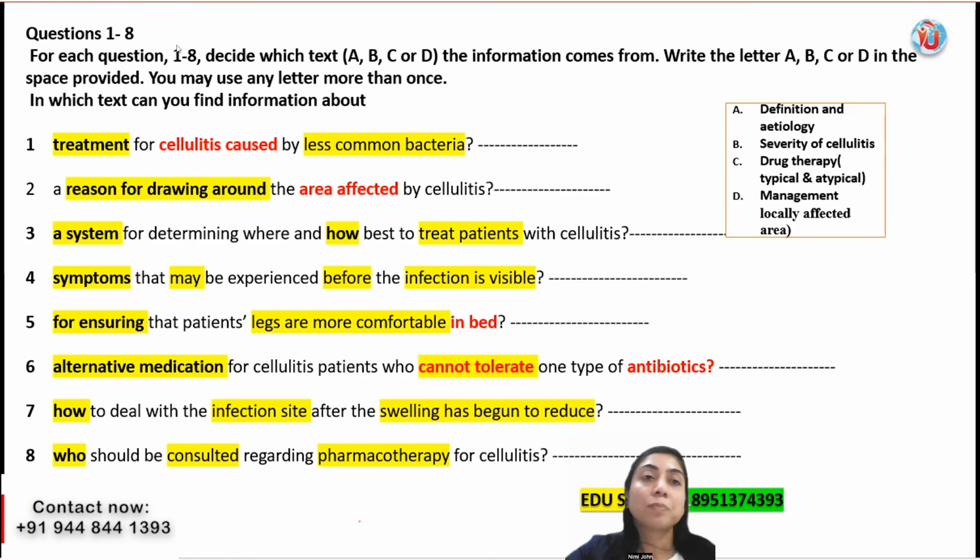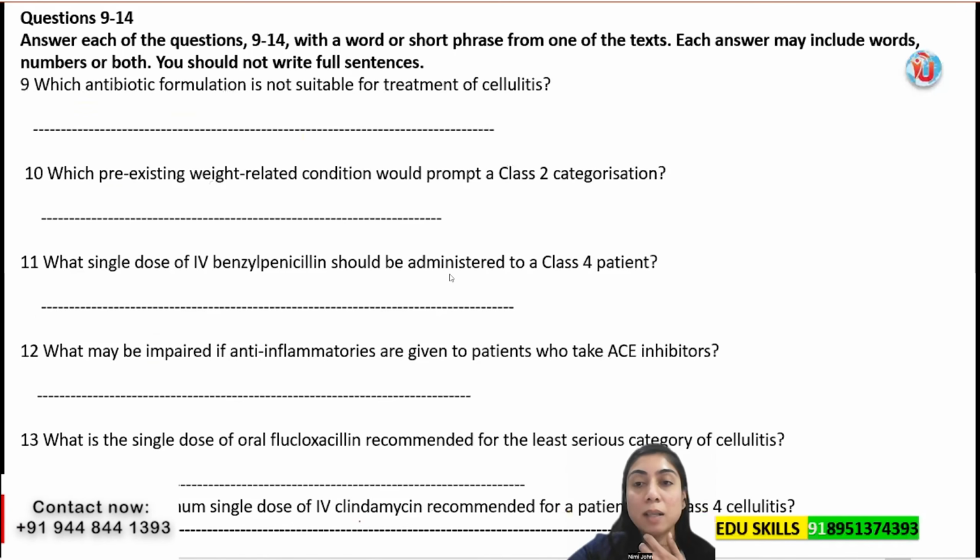For cellulitis. The first one, treatment, less common bacteria. The second one, reason for drawing around area affected. Third one, a system, how to treat patients with cellulitis. Symptoms maybe before infection visible, for ensuring legs more comfortable in bed, for alternative medication who cannot tolerate antibiotics. 7, how to deal with infection site when swelling has begun to reduce. And 8th one, who should be consulted regarding pharmacotherapy for cellulitis. I hope all of you have written the answer.